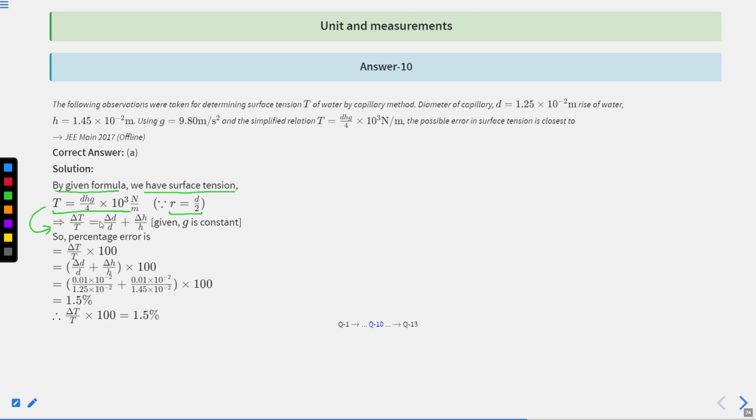Clear? To find relative errors and other errors, where G is constant. To get percentage error, multiply by 100. Clear? After calculating this numerical term, the final answer is 1.5%. Clear? So the correct option is A.